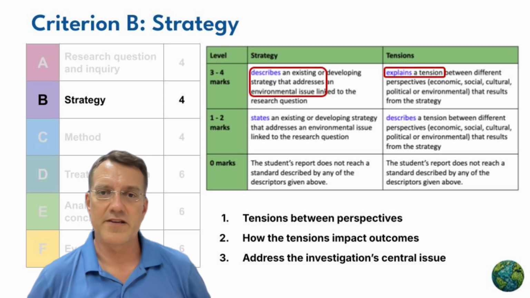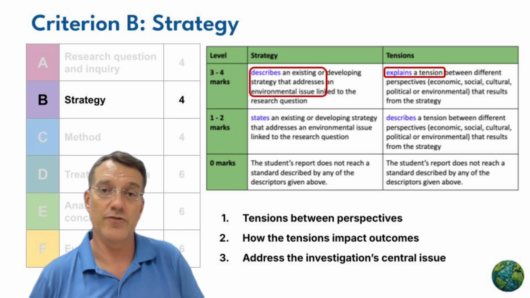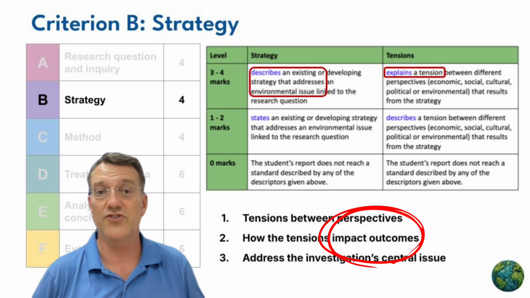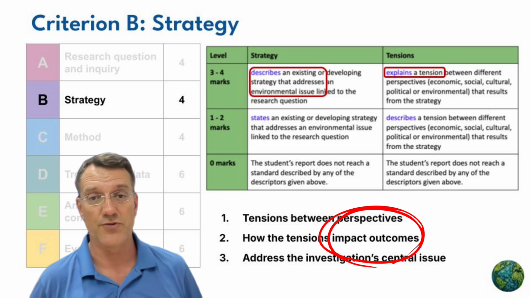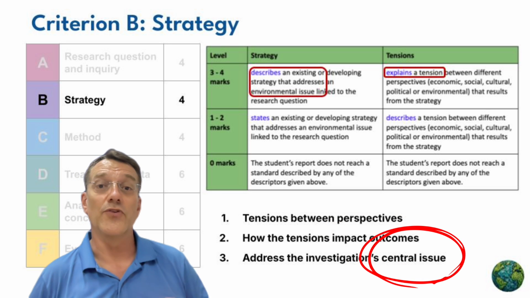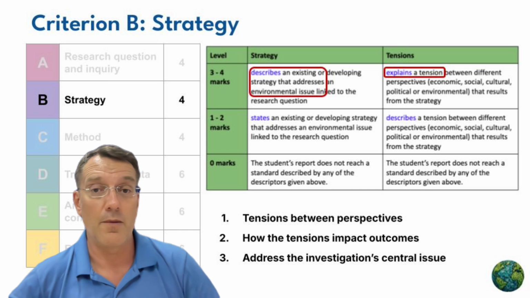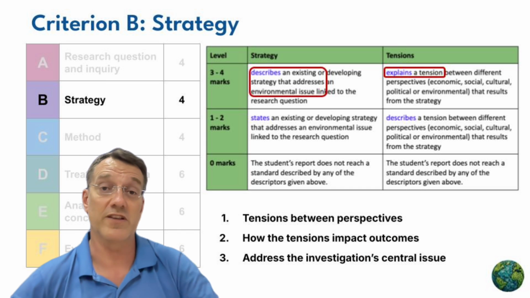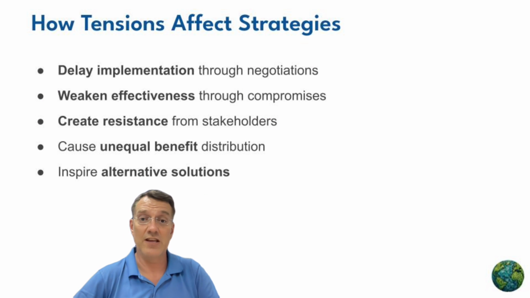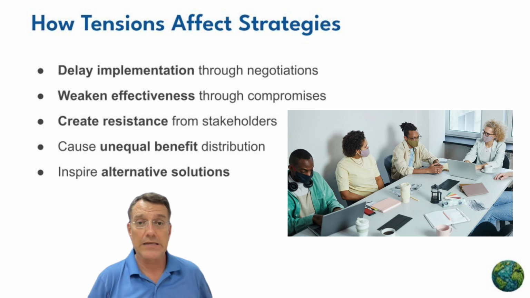The final step in Criterion B is showing how the tensions you've identified actually affect your chosen strategy or other potential solutions. This demonstrates that you understand environmental issues aren't just technical problems. They're complex situations that involve people with competing interests. How might tensions influence a strategy? They might delay implementation while stakeholders negotiate.